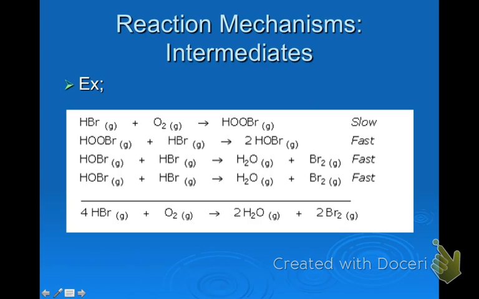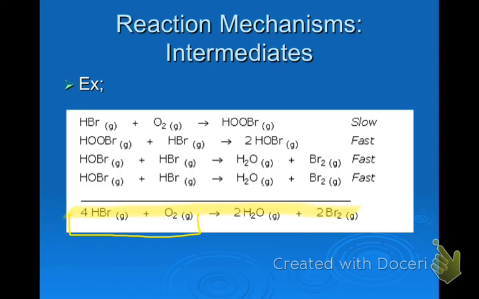Here's an example of a reaction mechanism, and the first thing I want you to look at is the overall reaction here at the bottom. We've got 4 HBr plus O2, so it's a combustion, making 2 waters and 2 diatomic bromines. And I want to just talk about for a second why this is necessary. If you look at the reactants, you have 4 HBr's and an O2.